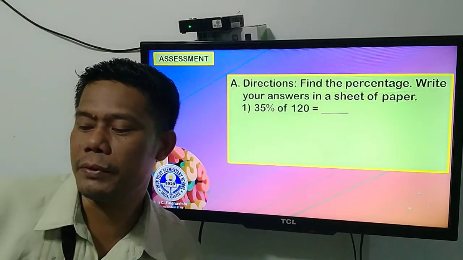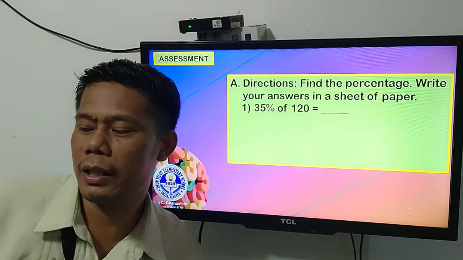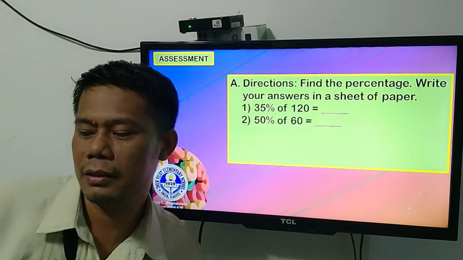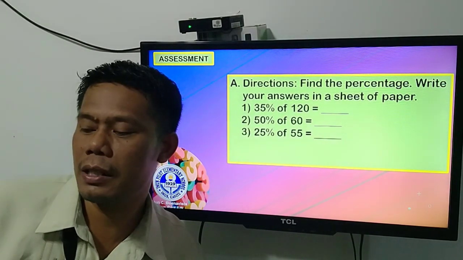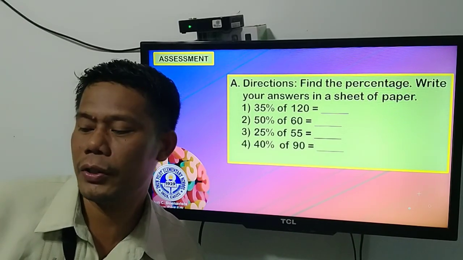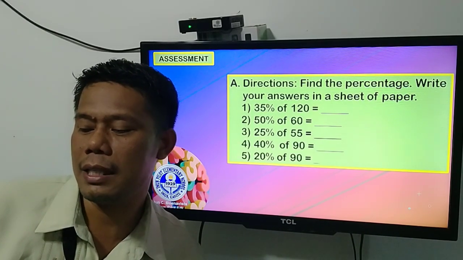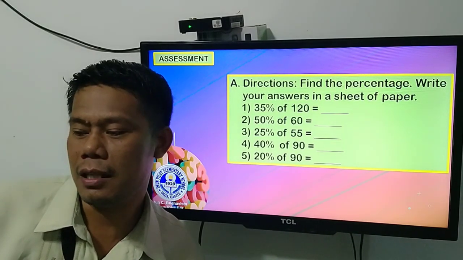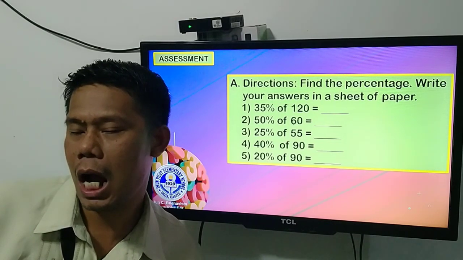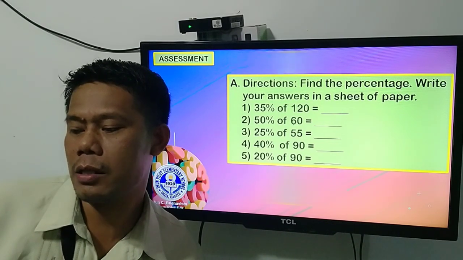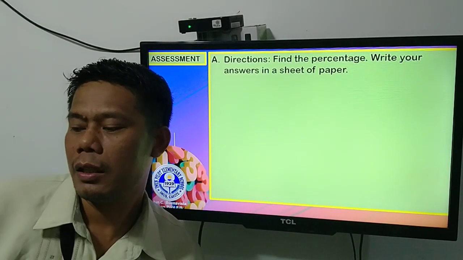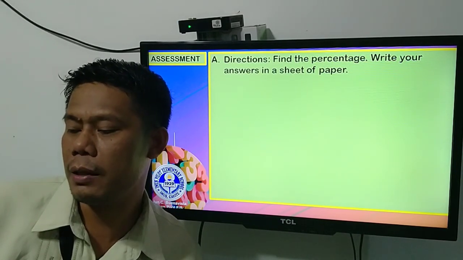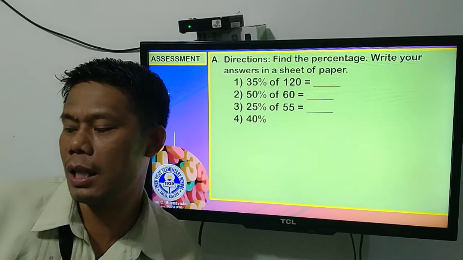Number 1, 35% of 120 equals blank. Number 2, 50% of 60. Number 3, 25% of 55. And number 4, we have 40% of 90. Number 5, 20% of 90. Okay, test 2. Directions. Find the percentage. Write your answer on a sheet of pad paper. Dapat naulit lang.